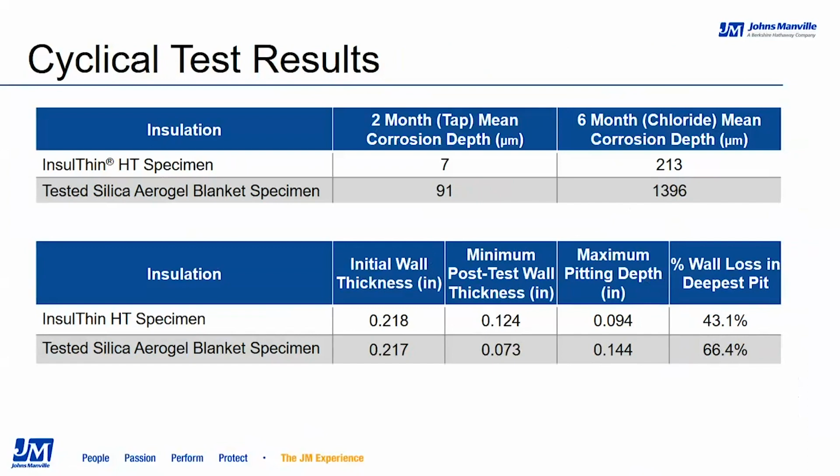So if you're looking at it as the comparison, the mean corrosion depth of InsulThin HT was about 80% less than that of the tested Silica aerogel blanket. Now, when we look at the results in terms of wall loss, that's the table on the bottom there, and pitting, we find that the tested Silica aerogel blanket had the deepest pitting as well as the greatest wall loss, and that's in the third and fifth columns here that you can see those numbers as well.